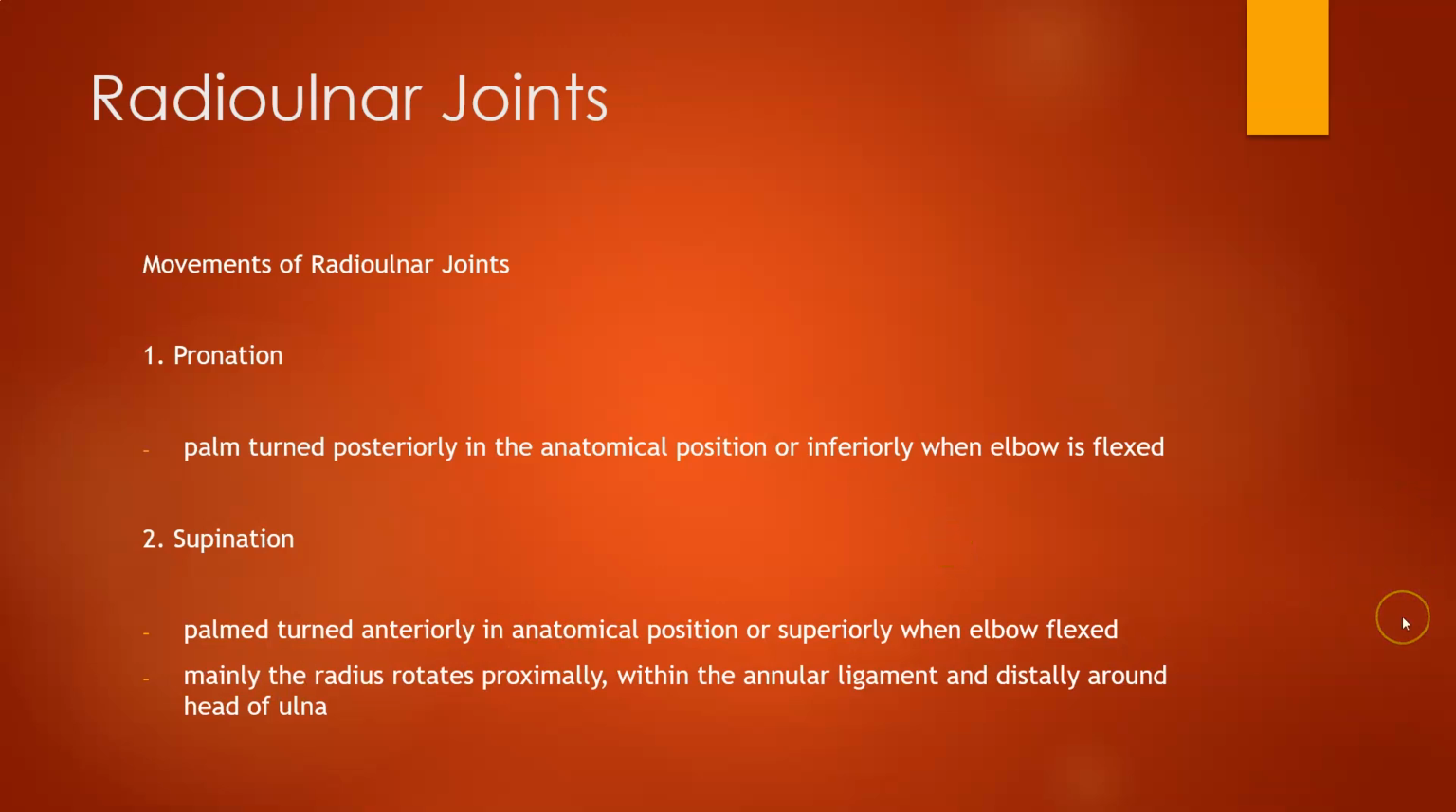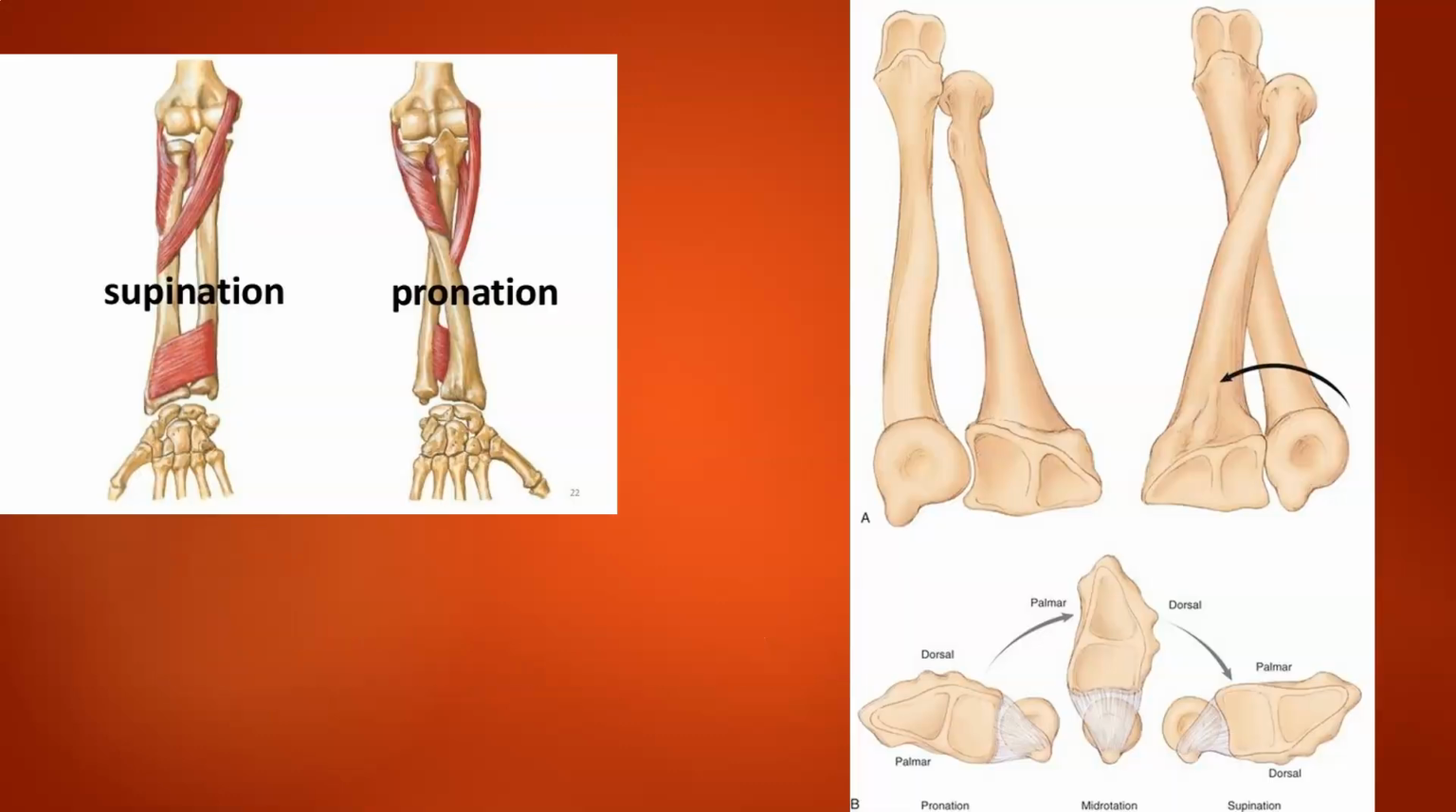So what occurs here? When we look at its two movements, in pronation, we know that the palm is turned posteriorly in the anatomical position, or inferiorly, of course, when the elbow is flexed to 90 degrees. Supination, of course, the palm is turned anteriorly in the anatomical position, or superiorly when the elbow is flexed to 90 degrees. Basically, what happens is the radius rotates proximally within the annular ligament and distally around the head of the ulna. That's the distinct difference between the two.